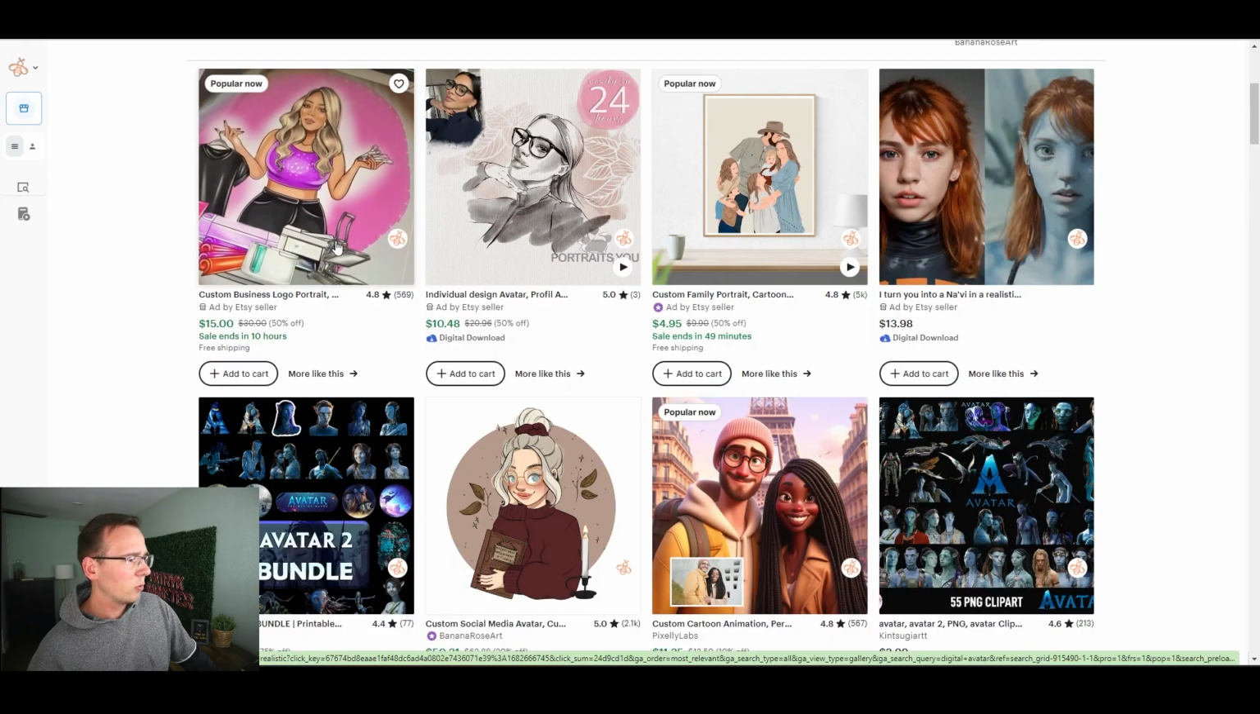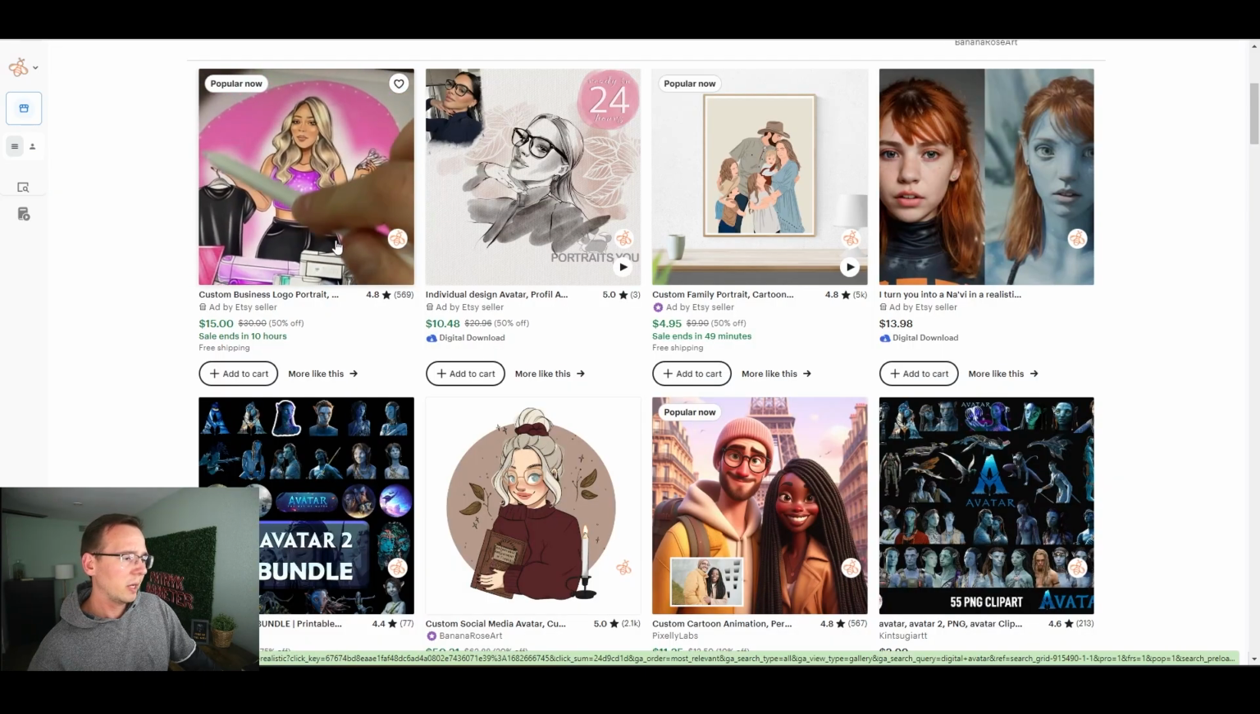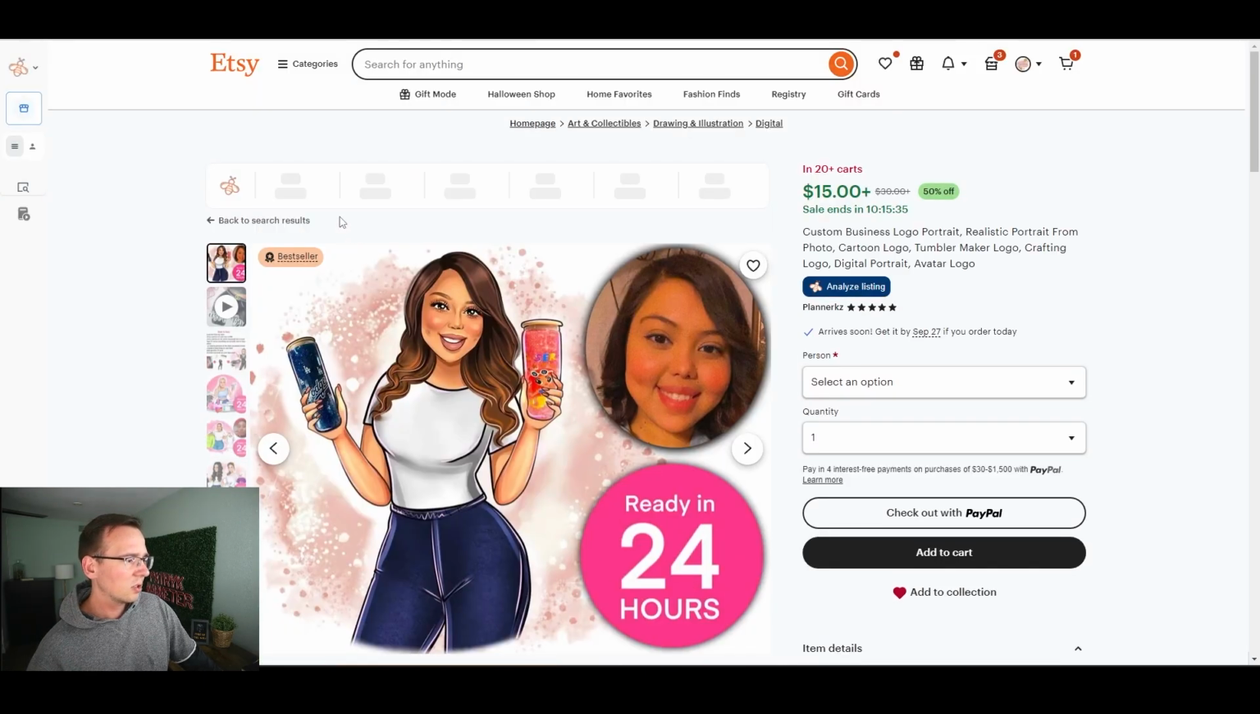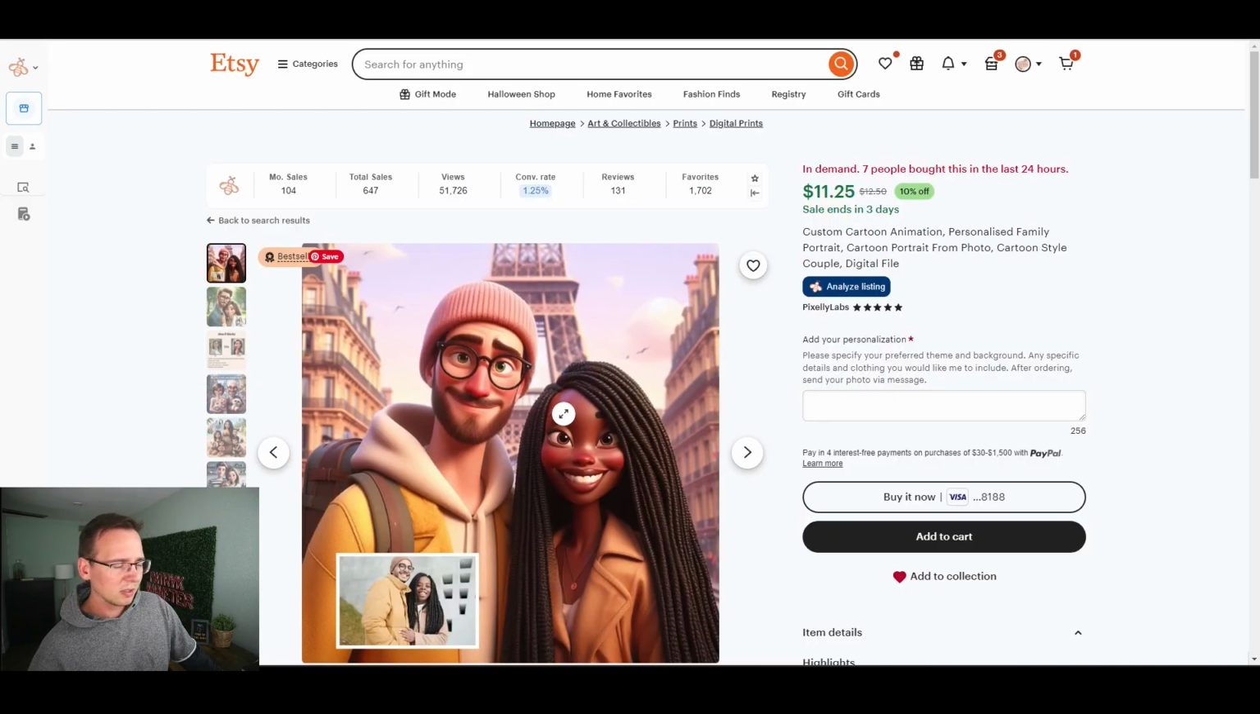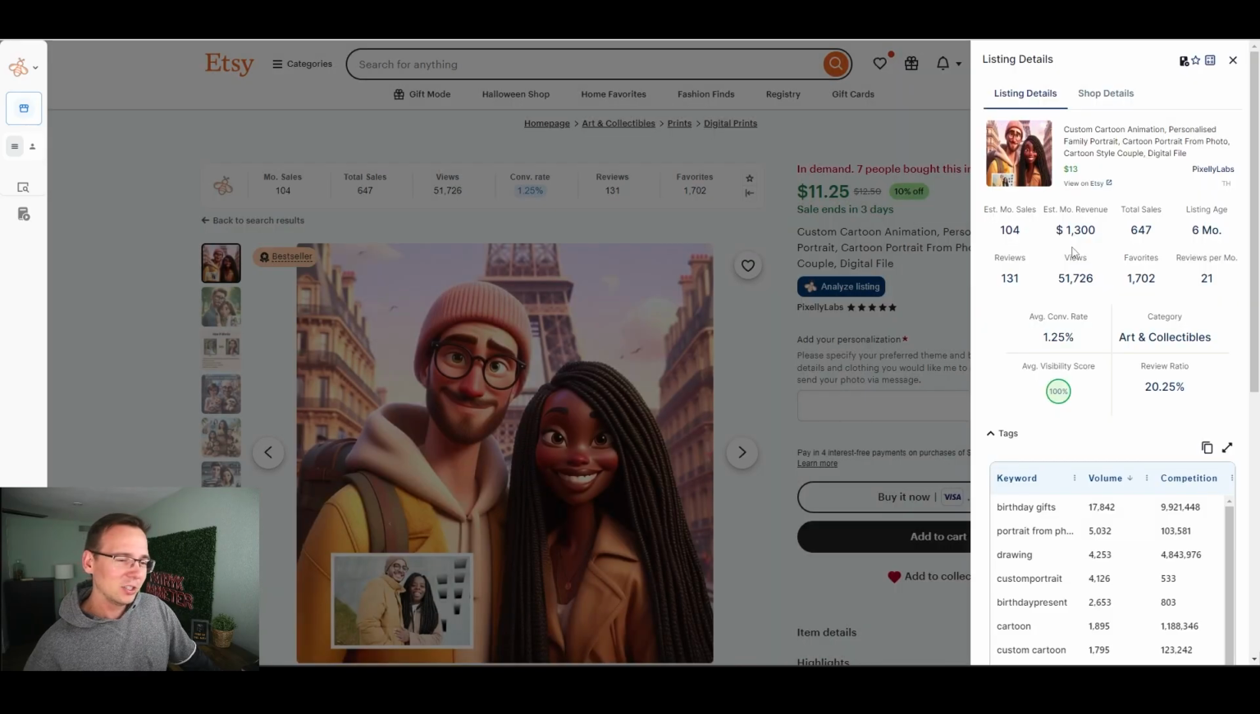Here's, for example, another one. This is the one we actually talked about in my previous video. This one has sold 16 times this month, 120 times in total, and it generated $480. Here's another one, the pixel style. This one sold 104 times this month, and it generated $1,300 this month.